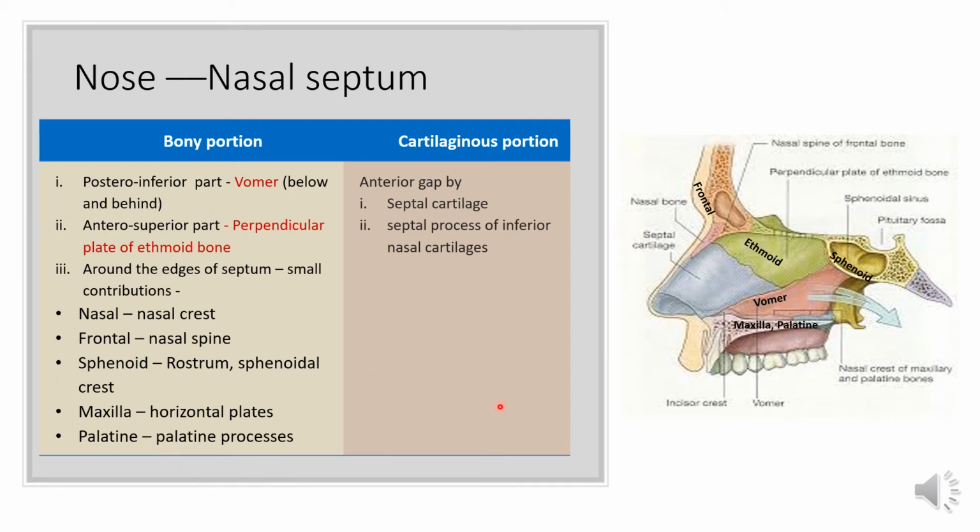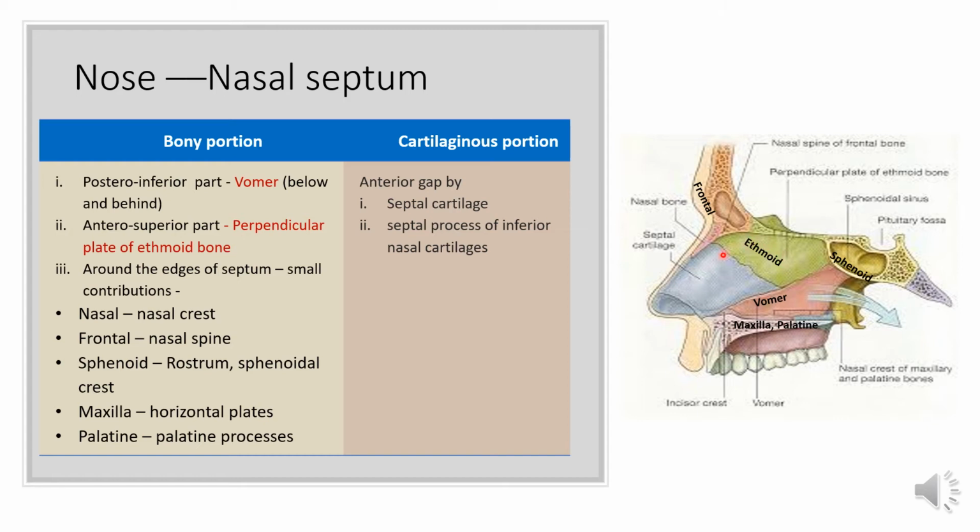And here you can see that the postero-inferior part of the nasal septum is formed by the vomer, which is contributing for the nasal septum below and behind. And the antero-superior part is contributed by the perpendicular plate of ethmoid bone.